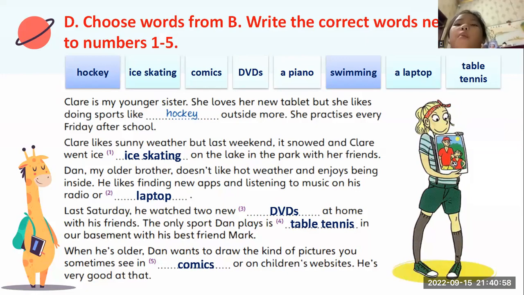Ben, my older brother, doesn't like hot weather and enjoys being inside. He likes finding new apps and listening to music on his radio or laptop. Last Saturday, he watched two new TV series at home with his friend. The only sport Dan played is table tennis in our basement with his best friend Mark. When he's older, Dan wants to draw the kind of picture you sometimes see in comics or on children's websites. He's very good at that.